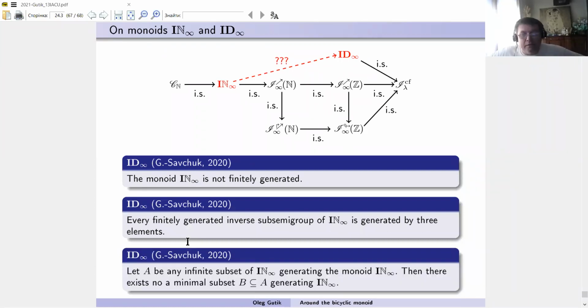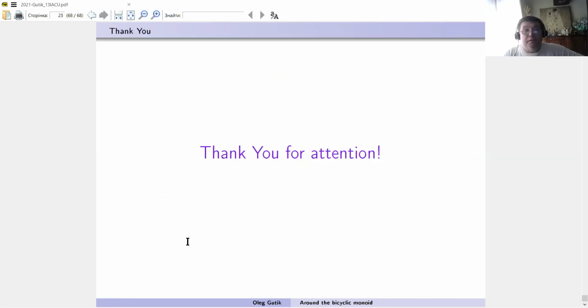It is a very interesting result, and very difficult to prove. Let A be an infinite generating set of the monoid I_N infinity; then there exists no minimal subset of A which generates this monoid. Hence, this monoid does not contain a minimal set of generators. Thank you for your attention.